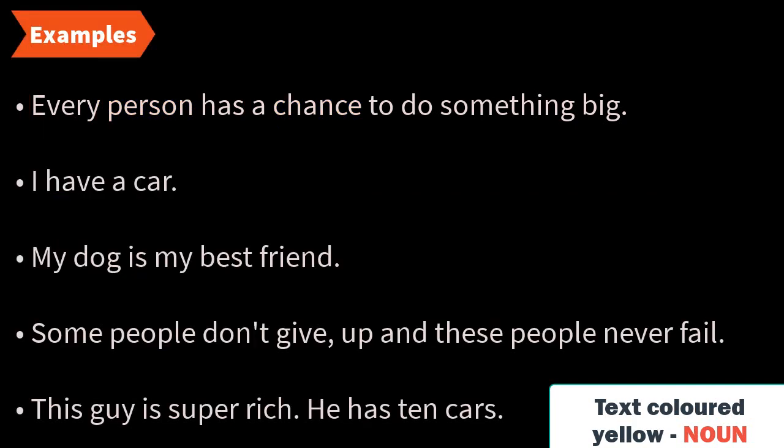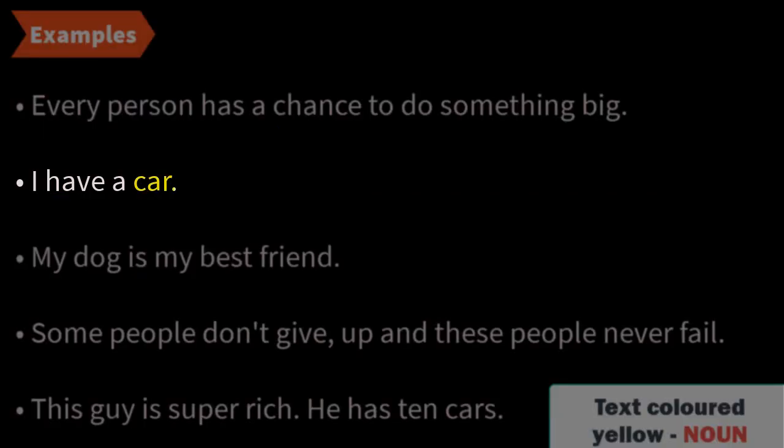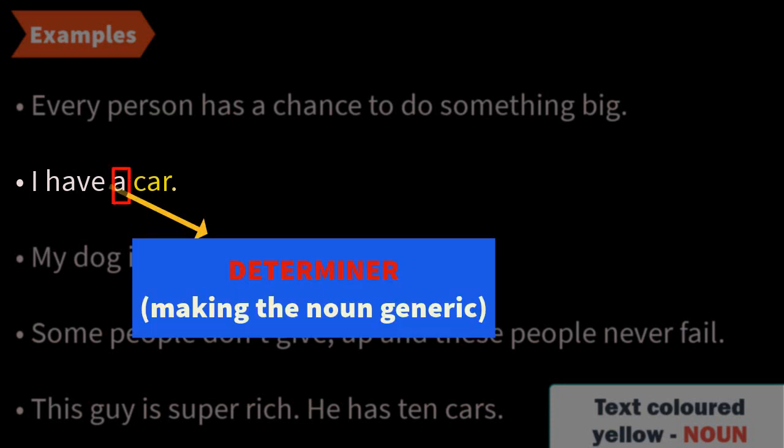Look at the second sentence. I have a car. I have a car, right? So a is a determiner here. It's an indefinite article working as a determiner, right? It's making the meaning of the word car generic, right? It's not a specific car. It's like any car, right? So a is working as a determiner.